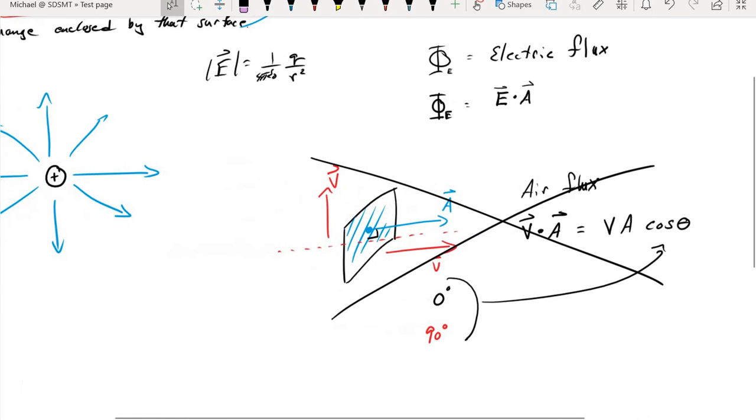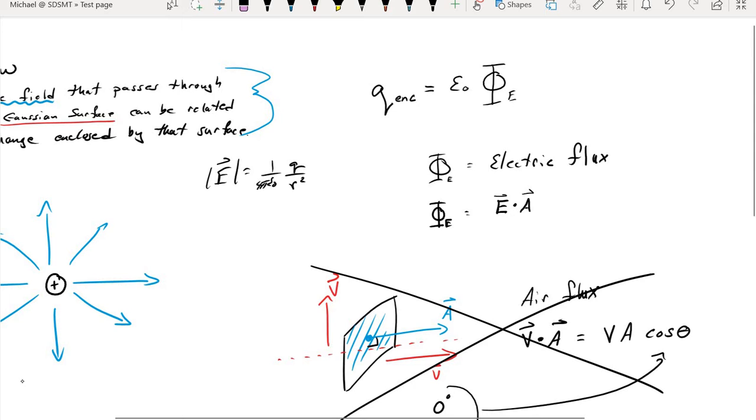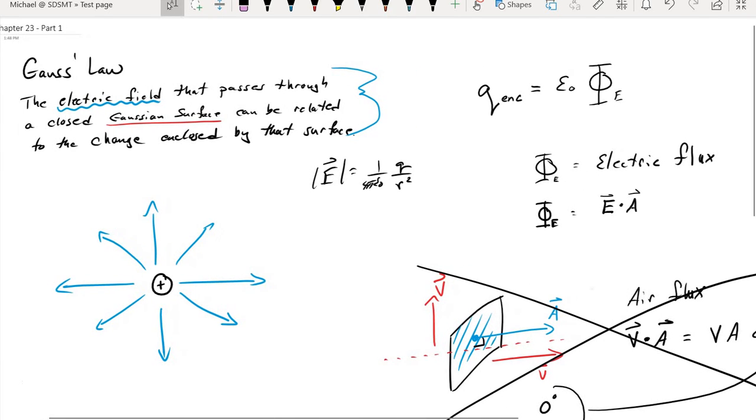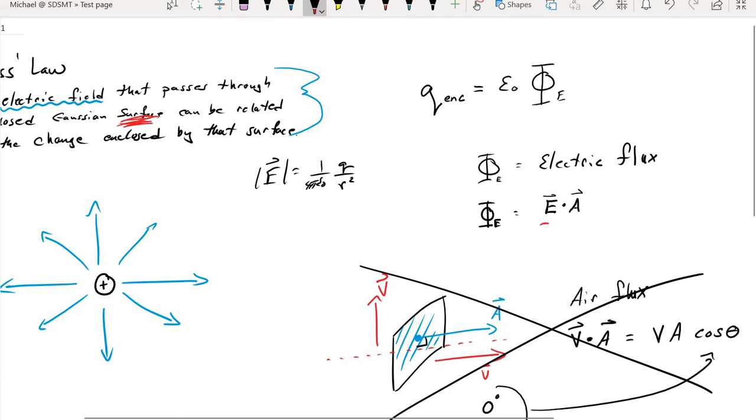And so going back to Gauss's law, it says, okay, the electric field that passes through the Gaussian surface. So we're getting closer. We're talking about the electric field passing through a given surface area. Putting all that together, what we're really talking about is electric flux, and that's what we have there. And we're going to be relating that to the charge that is enclosed by that surface area.